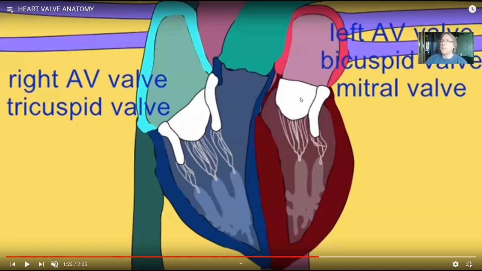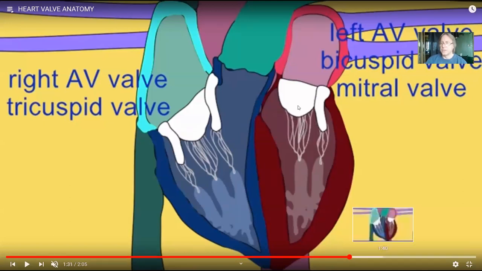So atrioventricular valves, they separate an atrium and a ventricle. As we will see, they open when blood tries to go the right way from the atrium into the ventricle, and they will close when blood tries to go the wrong way from the ventricle back into the atrium.